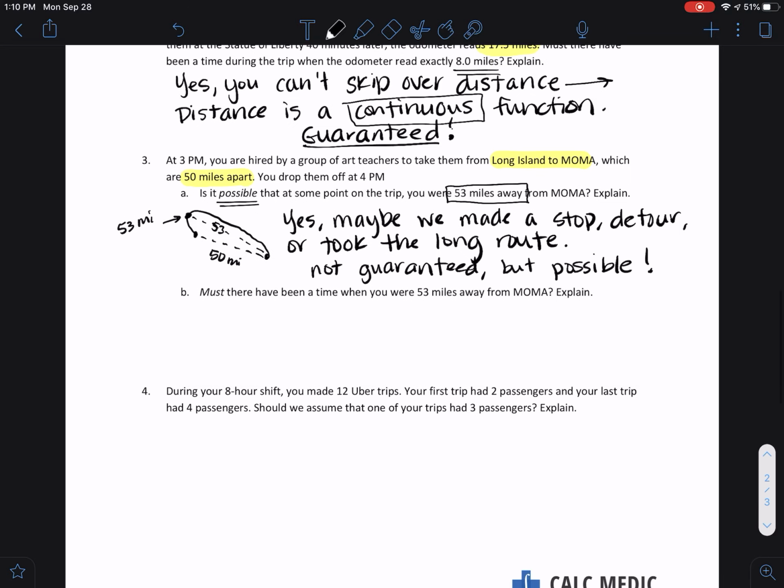So now the second part. Must there have been a time when I was 53 miles away from the Museum of Modern Art? Must there have been a time? Well, we just talked about that. I can't guarantee it, but there could have been a time. So no, it's not definitely guaranteed, right? We could have just gone straight there.